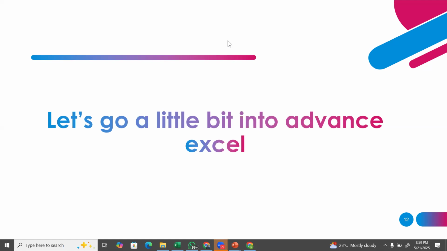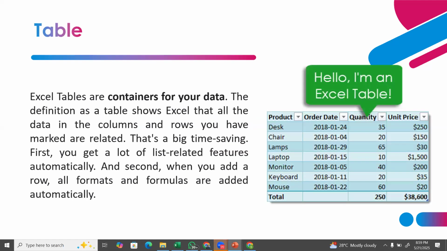Okay, now let's move forward. If you are going into advanced Excel, what are the things you are going to come across? The very first thing you will hear is something called a table. A table is a container for your data. Forget about this definition. A table shows the relationship between your data.